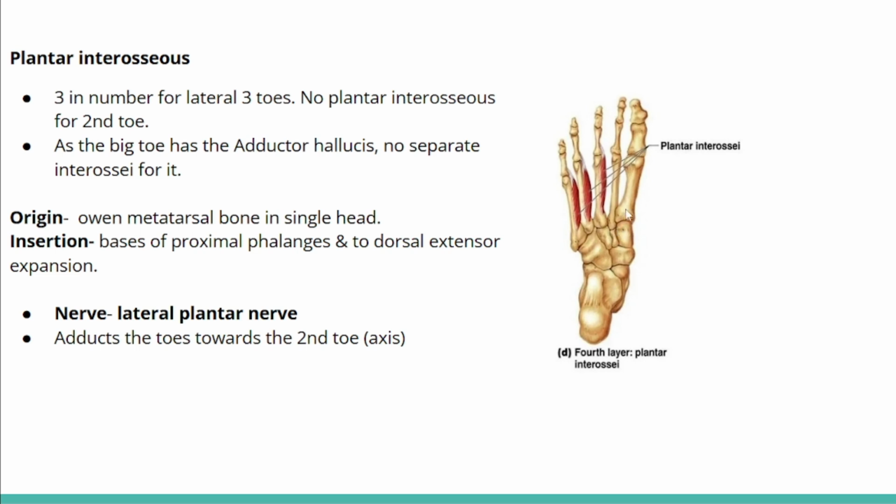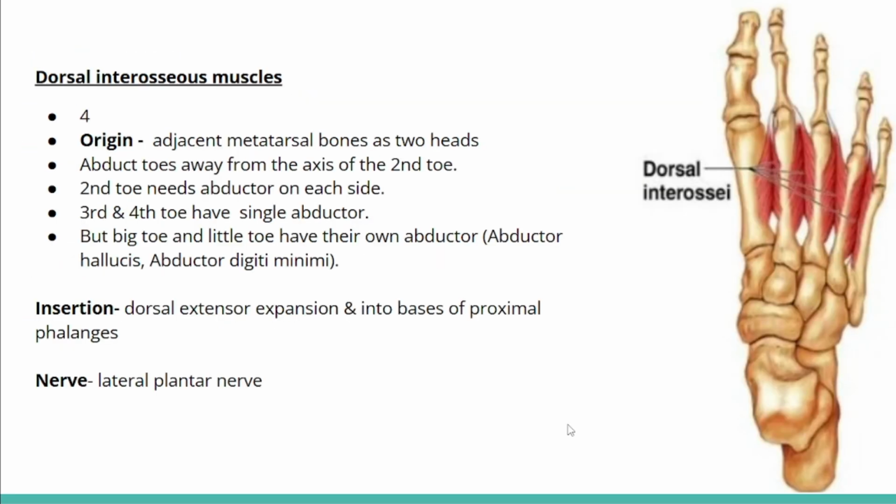And as the big toe has the adductor hallucis, there is no separate interosseous for it as well, because these plantar interossei do adduction. These interossei originate from their own metatarsal bone as a single head and insert into the bases of the proximal phalanges and the dorsal extensor expansion. These three are supplied by the lateral plantar nerve and they adduct the toes toward the second toe. Dorsal interossei muscles are four in number. They originate from the adjacent metatarsal bones as two heads. They abduct toes away from the axis of the second toe.